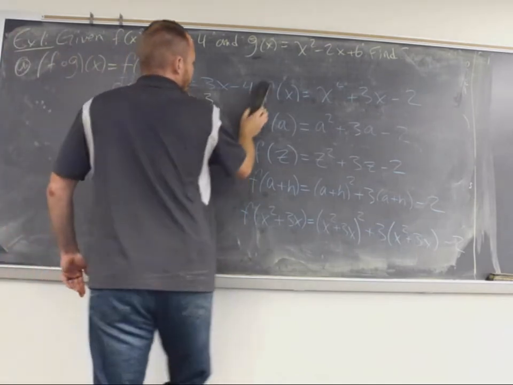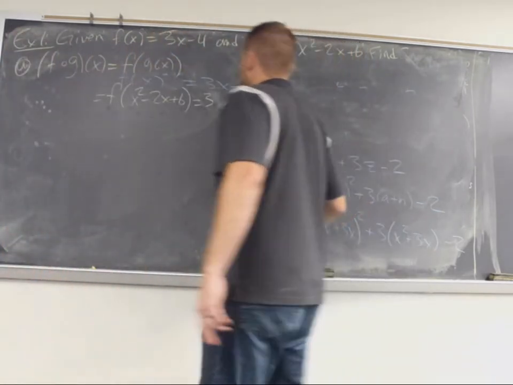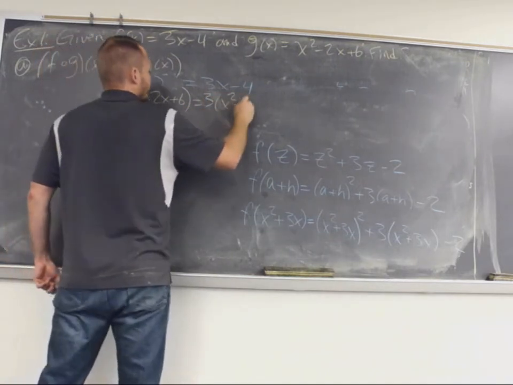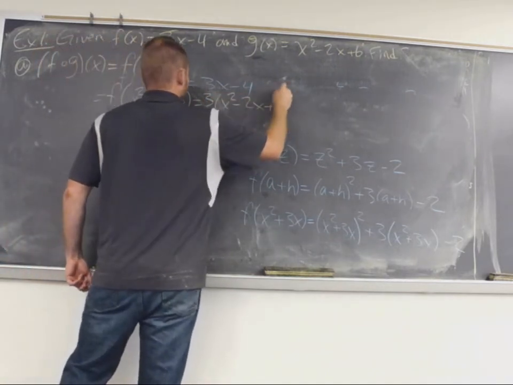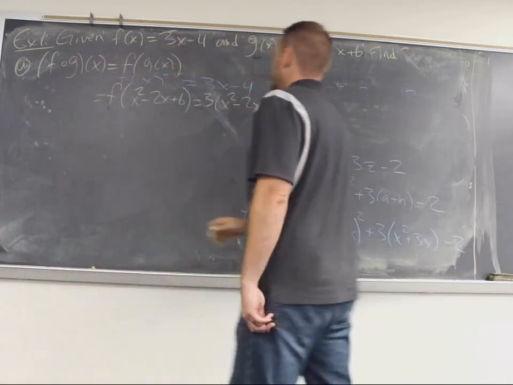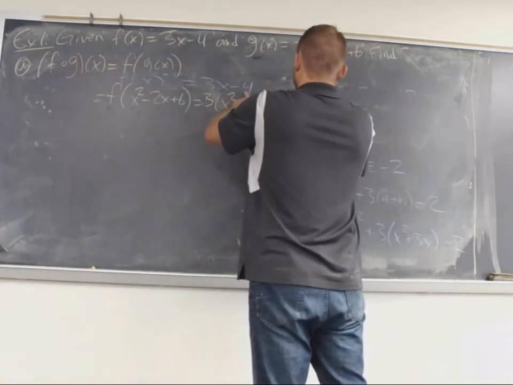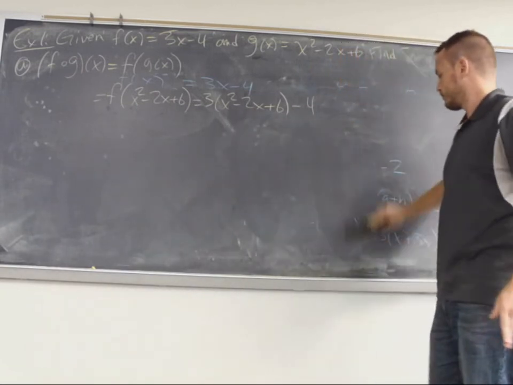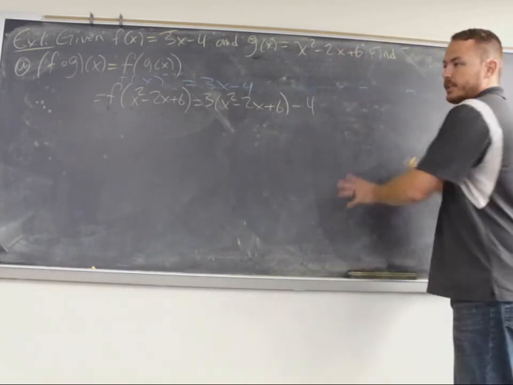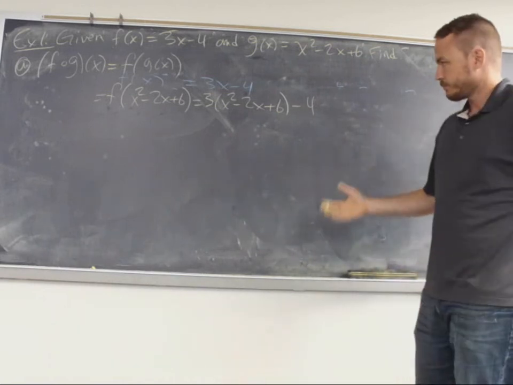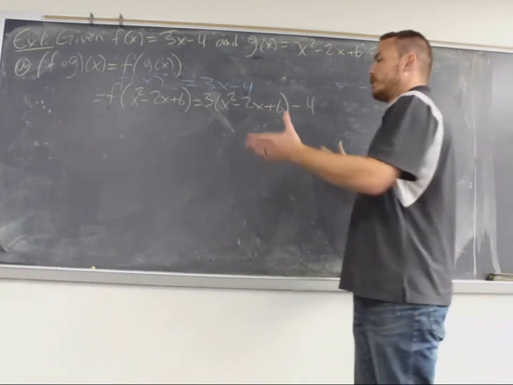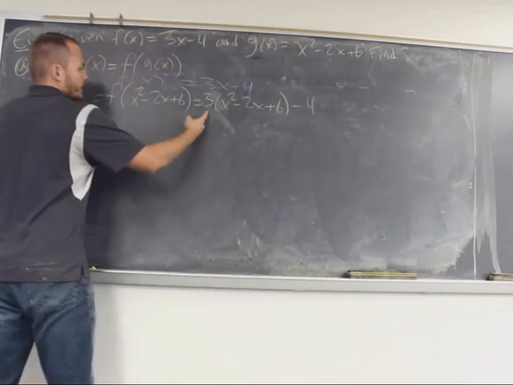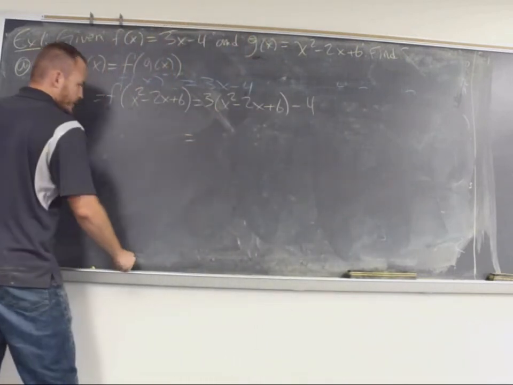And I'm going to have to erase some of these. So 3 times x, which is x squared minus 2x plus 6. And then don't forget this minus 4. So same exact thing we were just doing over here. And now we want to just continue simplifying. So 3 times this whole thing means I need to distribute that 3.